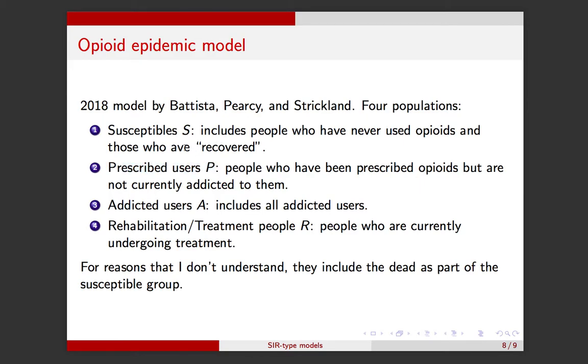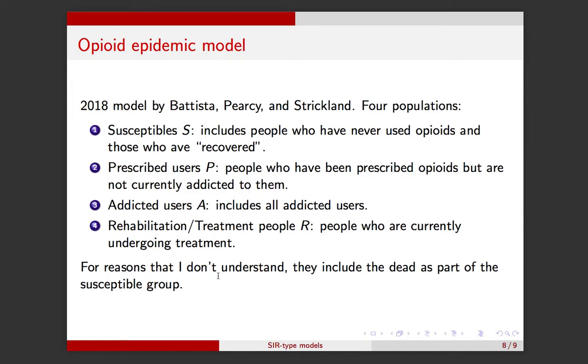So this model has 4 population groups: susceptibles, prescribed users, people who've been prescribed but are not currently addicts. Then you have an addicted group. This addicted group in their model, by the way, includes all people addicted to opioids, whether they were prescribed them or not. You can, of course, become an opioid addict without being prescribed anything. And then people who are in treatment. For reasons I don't understand, they don't have a recovered group, even implied.